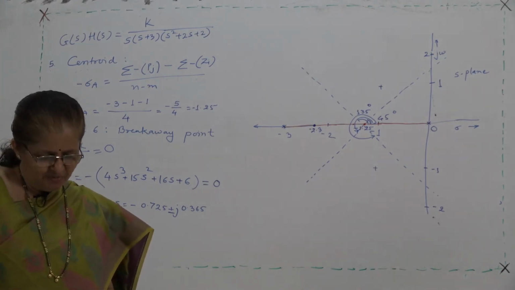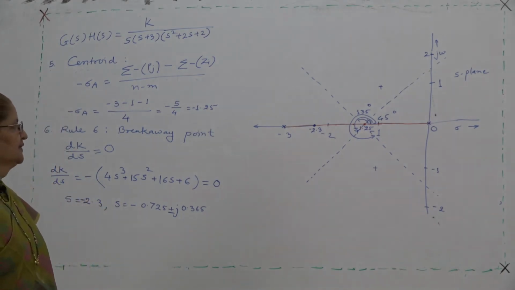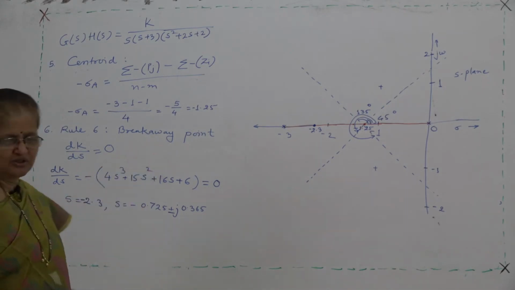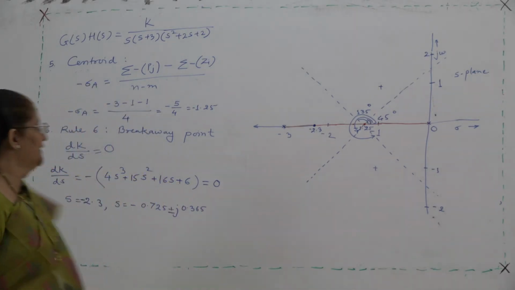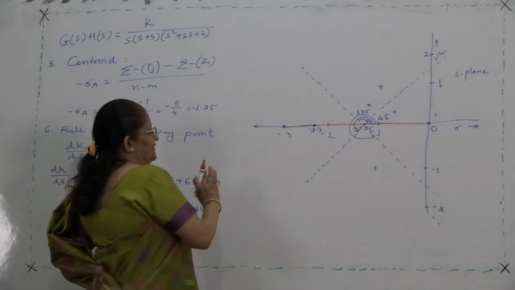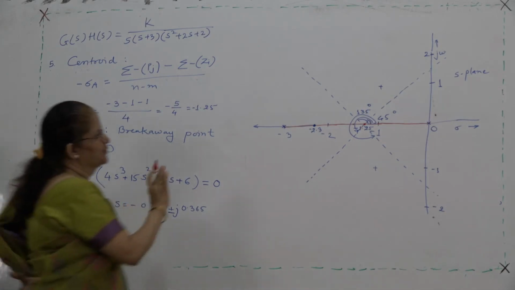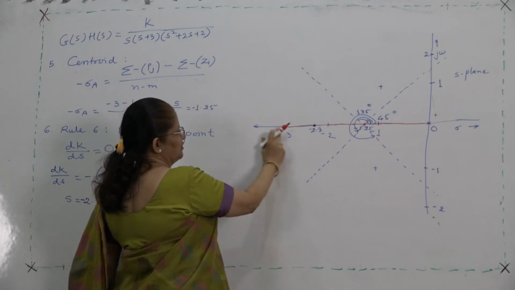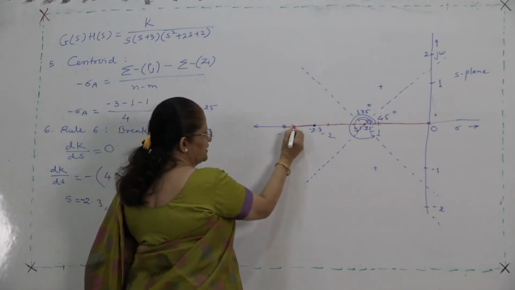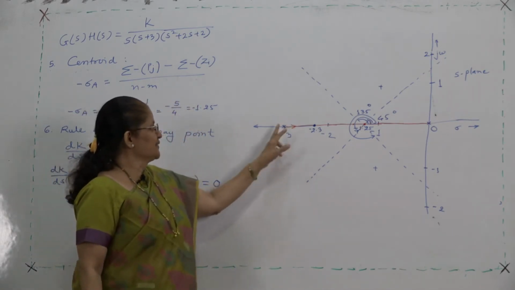This is the breakaway point, approximately minus 2.3 as per the scale you represent, since I am writing on graph paper. What about minus 0.725 plus or minus j 0.365 as a breakaway point? How will you represent that point here? You will not get that point as a breakaway point, so we have to consider only minus 2.3 as the breakaway point.